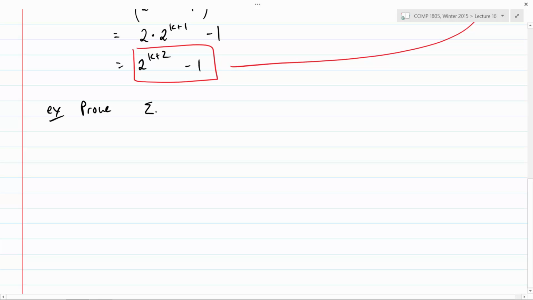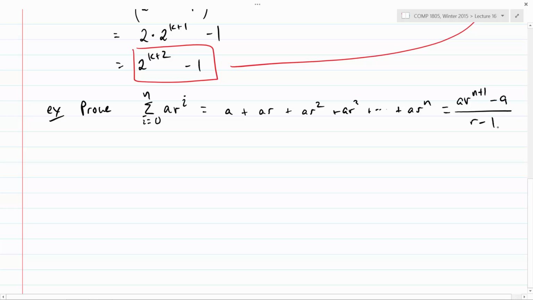I'm going to prove that the sum from i equals 0 to n of a times r to the i, which is the same as a plus ar plus ar squared plus ar cubed all the way up to ar to the n, is equal to a times r to the n plus 1 minus a, over r minus 1. Okay, and this is as long as r is not 1 and n is at least 0.